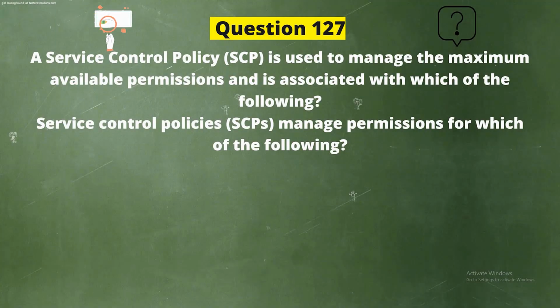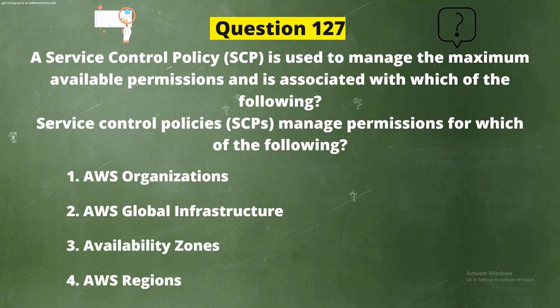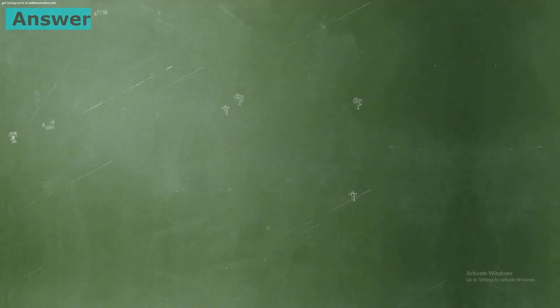Next question. A service control policy, SCP, is used to manage the maximum available permissions and is associated with which of the following? Service control policies, SCPs, manage permissions for which of the following? And the options are: Option 1. AWS Organizations. Option 2. AWS Global Infrastructure. Option 3. Availability zones. Option 4. AWS regions. And the correct answer is Option 1.